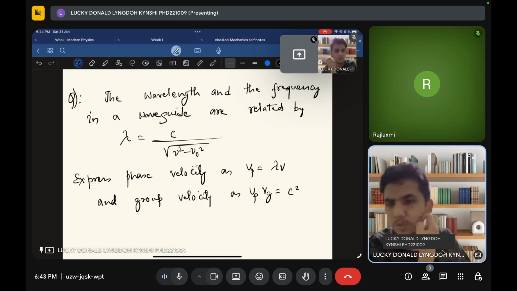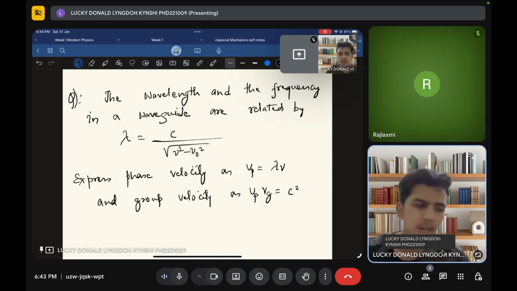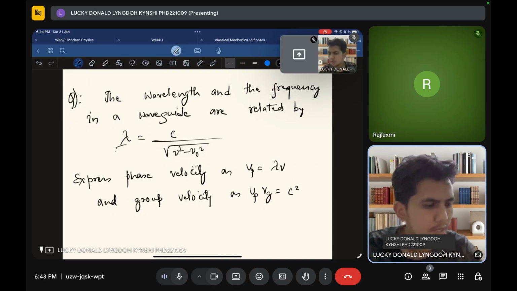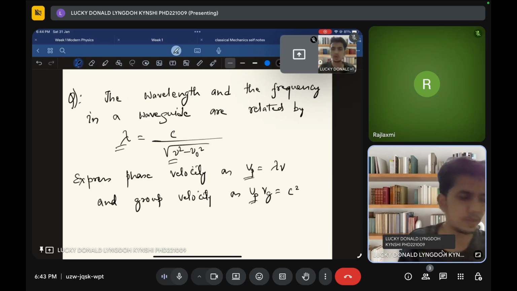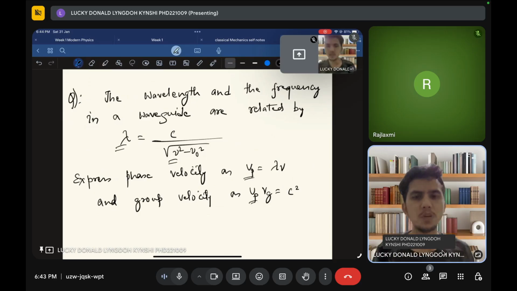This is a pretty straightforward problem. We just need to express the relation between your wavelength and your frequency, which is already given, and express your phase velocity as well as your group velocity. When I say group velocity, I mean the velocity of a group of waves, not individual waves. Maybe two to three waves will have a common velocity, which is the group velocity, not the velocity of the individual wave.